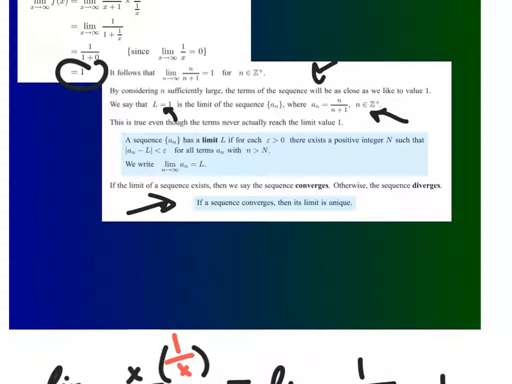So if you read up here, if the limit of the sequence exists, then we say it converges. Otherwise, that sequence is divergent. We don't know what it is. Nothing new there, you guys. We're just looking for the limit of a sequence written in terms of a function.